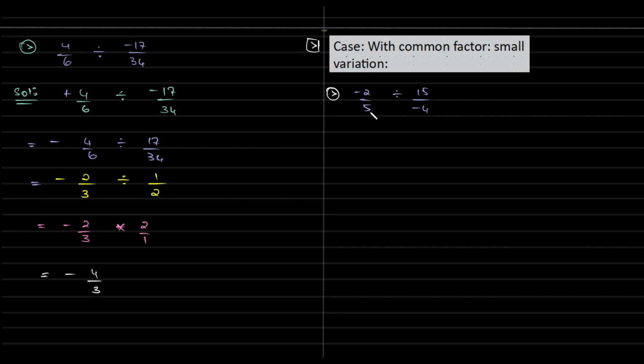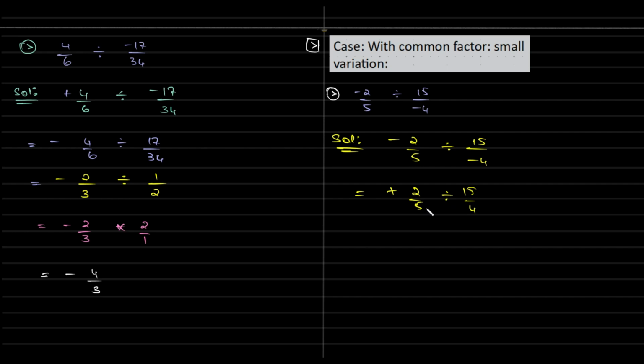So we have the next question. Again, just copy it. Whatever you feel like doing with the numbers, don't do it. First is the sign. Negative and negative will give us positive. 2 by 5 divided by 15 by 4. Is there anything that I can cancel over here? I can't cancel anything over here. Can I cancel something over here? Here too I cannot cancel.